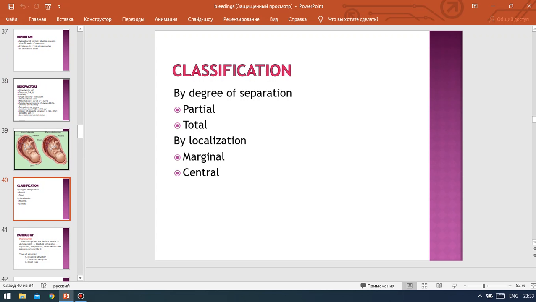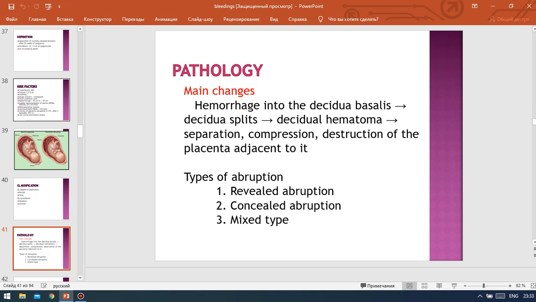Classification by degree of separation: partial and total, and by localization, marginal and central. Pathology mechanism: the first is hemorrhage into the decidua basalis, decidua splits, decidual hematoma, and separation, compression, destruction of the placenta adjacent to it. And types of abruption: the first, revealed abruption, concealed abruption, and mixed type.